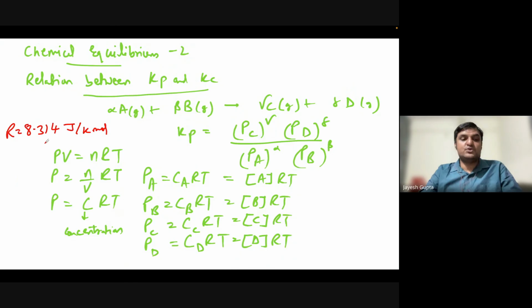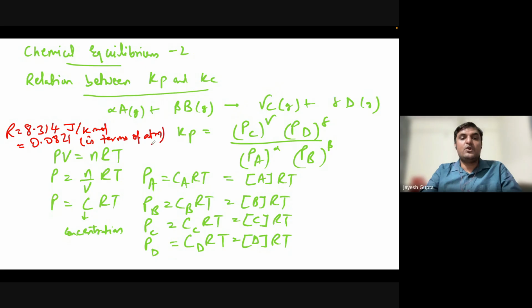When you are writing in joule, and suppose you have to write in terms of atm, then that value becomes 0.0821 in terms of atm.